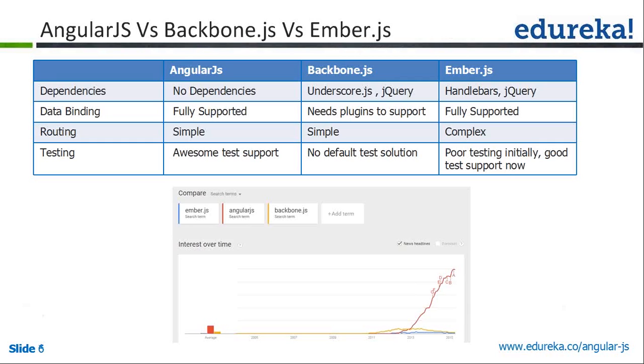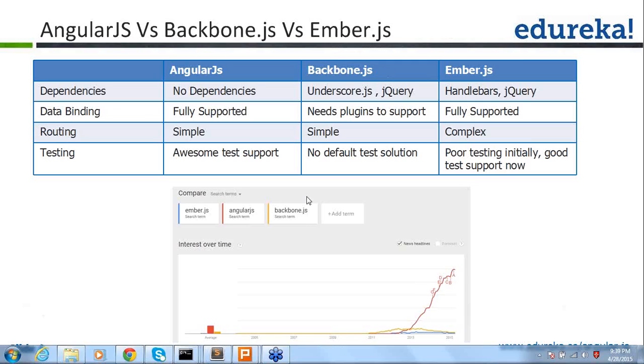The next one is testing. Whenever a developer builds an application, they should be able to write their unit test cases, and we should also give some option to test the application, like automation. In AngularJS, we have awesome test support. If we have Protractor with Selenium, we can write end-to-end automated testing in AngularJS.